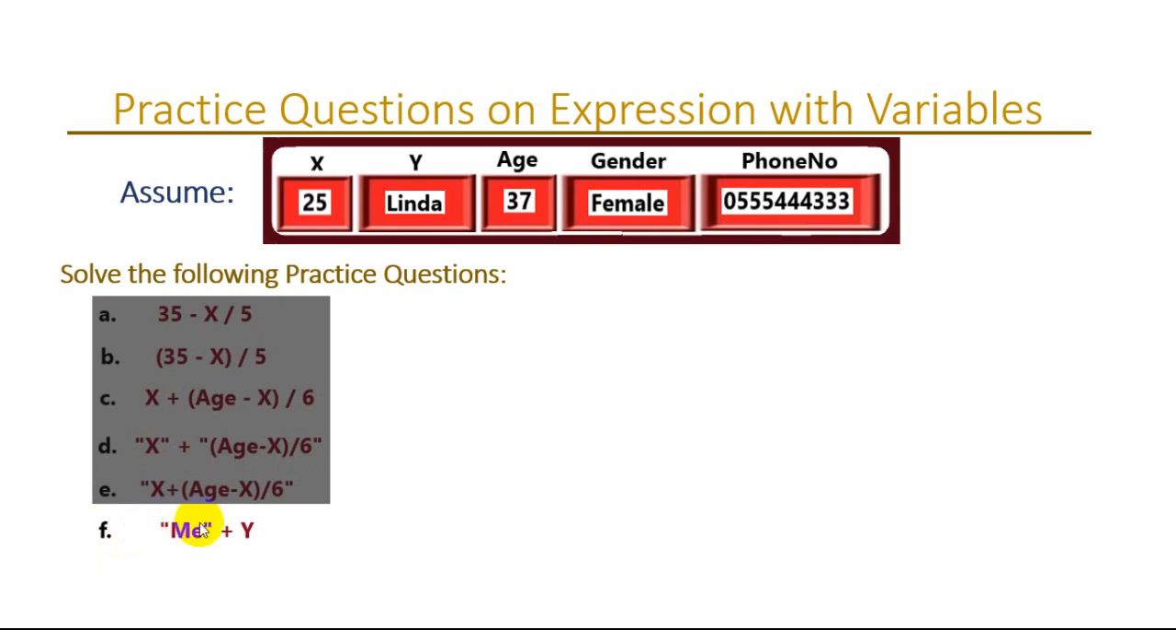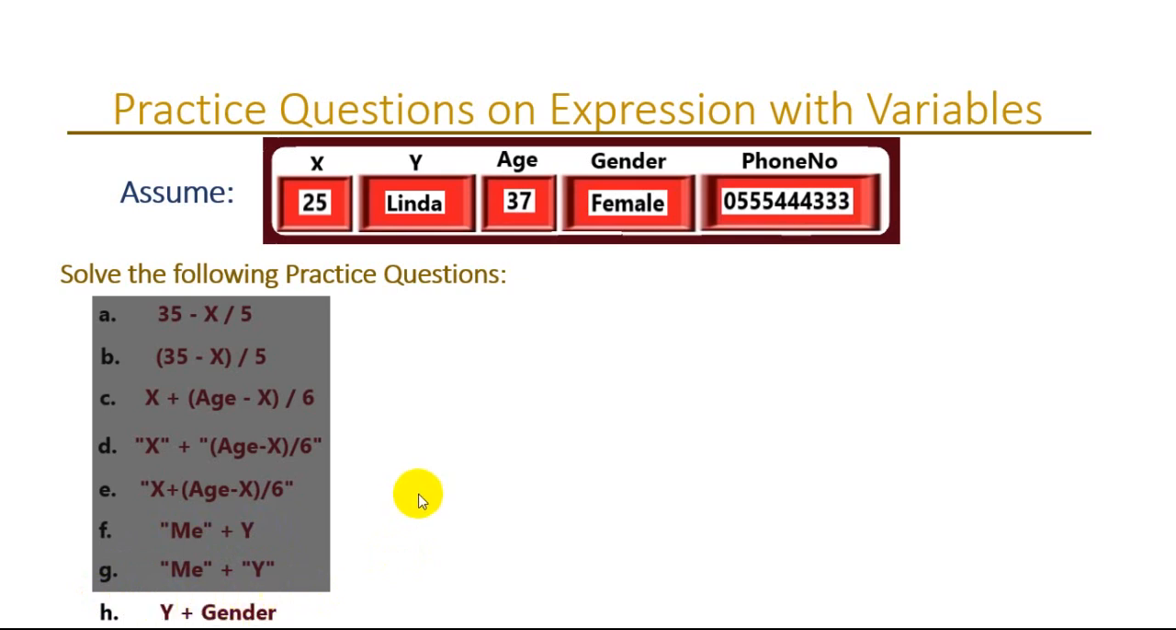Then F: me within double quotes plus y. You go through your notes from the previous few lessons and you will understand what this plus means. Do that. Then again, me in double quotes, and this time y is also in double quotes. In F, y is not in double quotes. G, y is also in double quotes. Next one, H: y plus gender, with no double quotes on these two. Next question is y plus a space, one space, plus gender.